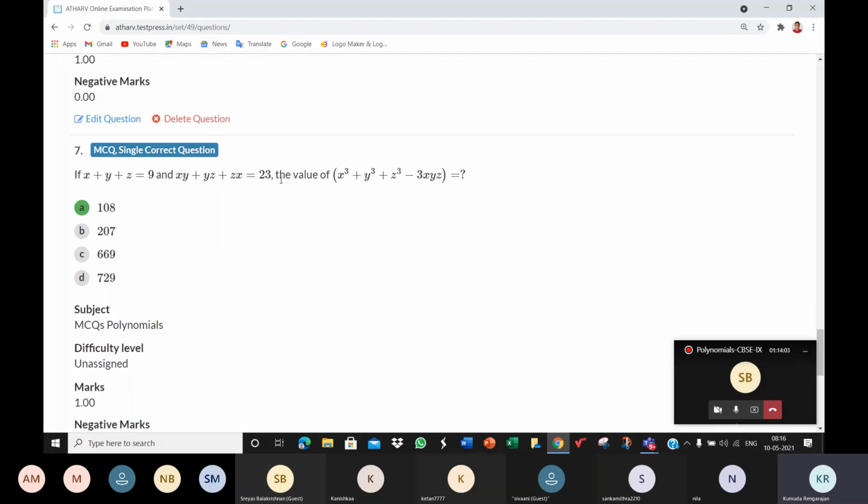Haven't we done this in the class, children? Tell me. Haven't we done this in the same sum, I think? Exactly. You shouldn't be expecting. This one was done in the class.